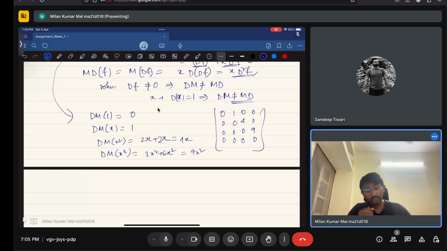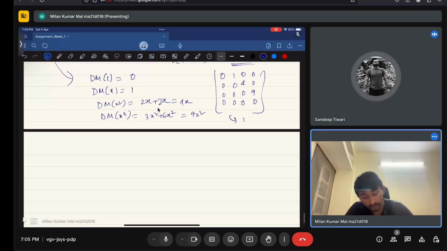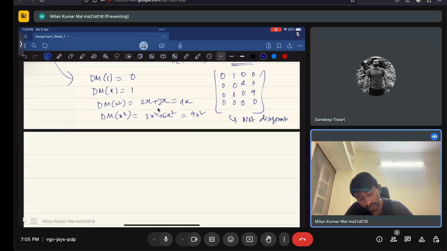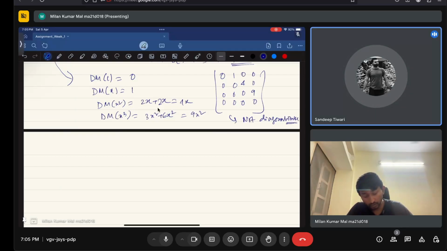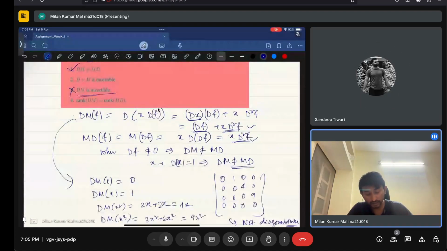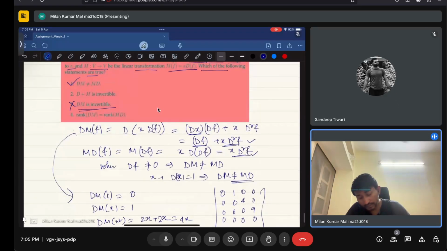So therefore this is a nilpotent matrix, clear? It is not diagonalizable. I think no explanation is needed here, because this is a nilpotent matrix which is non-zero, so therefore it is not diagonalizable. So dm is invertible, that is false also. Not diagonalizability, that's invertibility. It is false.